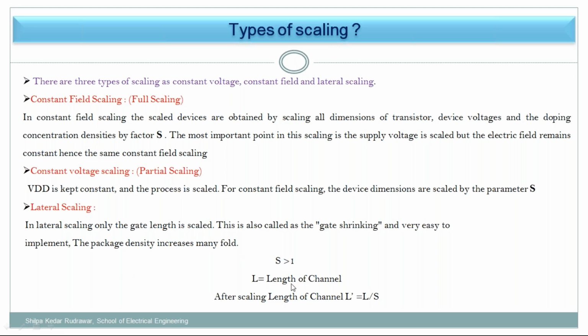Now L is the length of the channel, as you already know. Whenever I have written L only, that is without scaling, and whenever I have written L dash, it means the value of length after scaling. So what is L dash? We have scaled down L by the parameter S, so L by S is my new value of length. After scaling, my length changes to L dash, which is equal to L by S, and always this S should be greater than 1. Hope the things are clear in your mind.